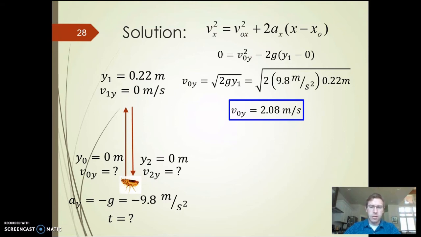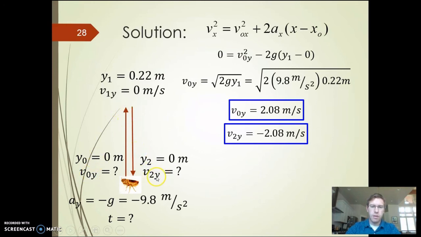So jumping to the answer to part C, by symmetry, what we would find is that the final velocity when it reaches back here at the ground, it's going to travel the same 22 centimeters under the same influence of gravity. So guess what? It's going to have the same magnitude. The only difference is it's going to be moving down. So the velocity at point 2 is a box-worthy negative 2.08 meters per second, because it's the same magnitude but in the opposite direction.